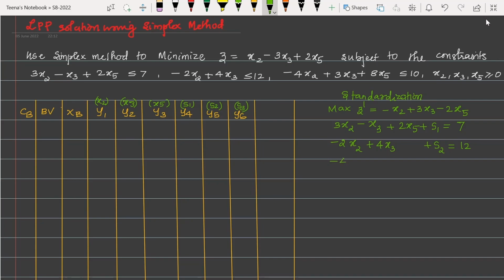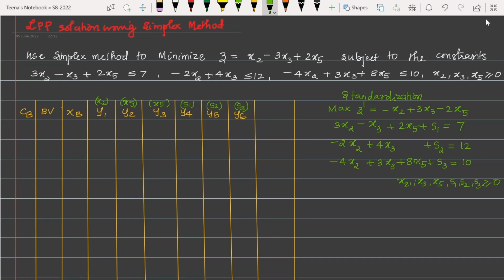The third constraint is minus 4x2 plus 3x3 plus 8x5. That is also a less than or equal to inequality. So we add the third slack variable in order to make that an equation. So here we write x2, x3, x5, then s1, s2, s3 greater than or equal to 0.